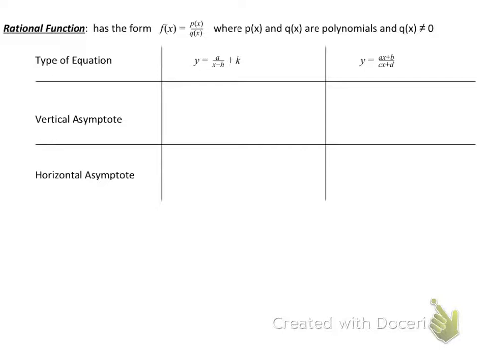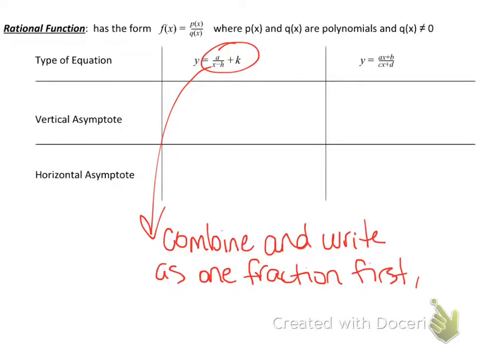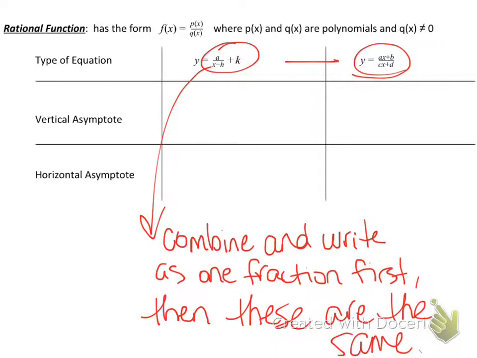To begin with, you're going to see two types of equations, as you can see in your note packet. And we're going to do something first so they look the same. This one that looks like it has two terms, we're going to combine it and write it as one fraction first. Then these two forms at the top will be the same. To find a vertical asymptote for either one of them, once they have the same appearance, you're going to set the denominator equal to 0.